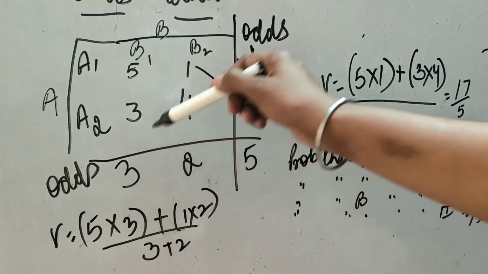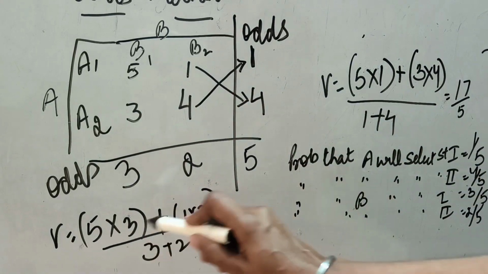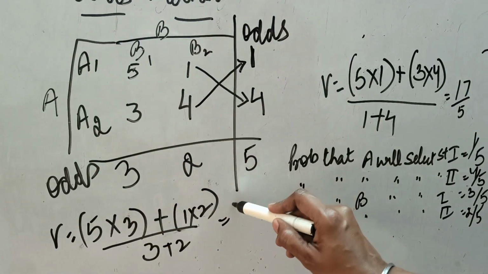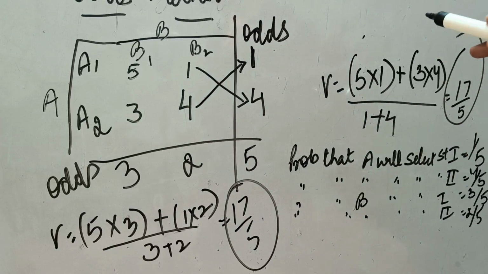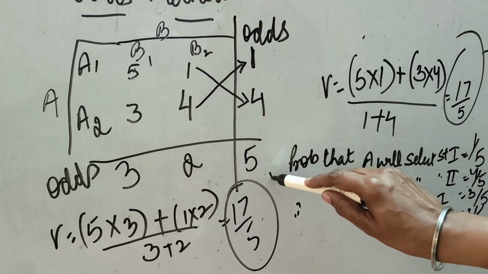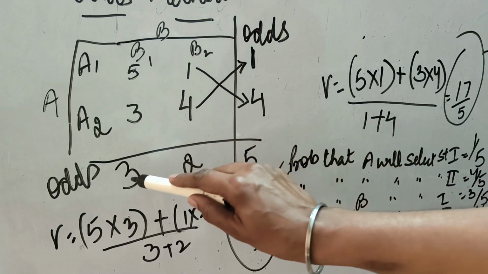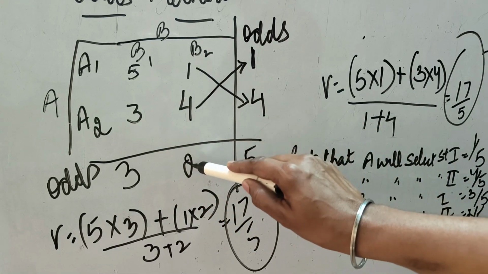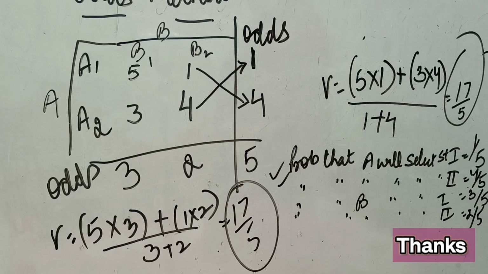5 into 3 plus 1 into 2, same divided by 3 plus 2. Now when you add it up, it will be the same answer. So 15 plus 2, 17 upon 5. So you can see the value of the game is coming the same from both sides. Because this is the odds method, a balanced method, you can calculate it row wise or column wise. It is going to give you the same answer, and these probabilities will not change because we have already done A's probability 1 upon 5, second strategy 4 upon 5, B's first strategy 3 upon 5, second strategy 2 upon 5. So this is how the odds method is applied whenever the game does not have a saddle point and the game is a 2 by 2 game.